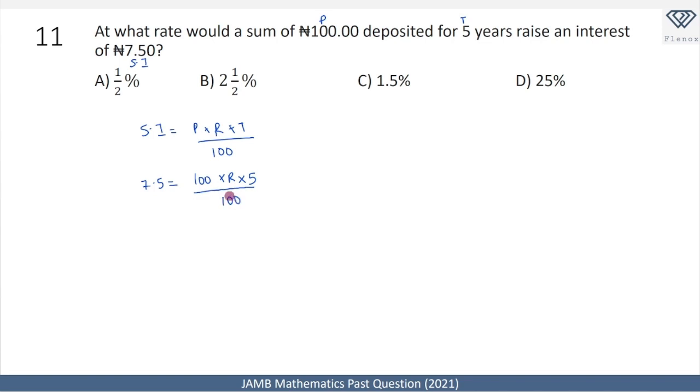So all we just do now is cross multiply. Or before we cross multiply, we can see that this 100 cancels out this 100 over here. So we do not even need to cross multiply. So we have 5R is equal to 7.5. R times 5 is 5R. So if we divide both sides by 5, R will just be equal to 7.5 divided by 5, and that is 1.5. So the rate is going to be 1.5%, and that makes C the correct option.